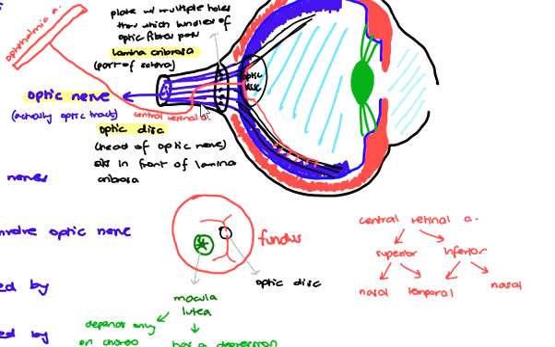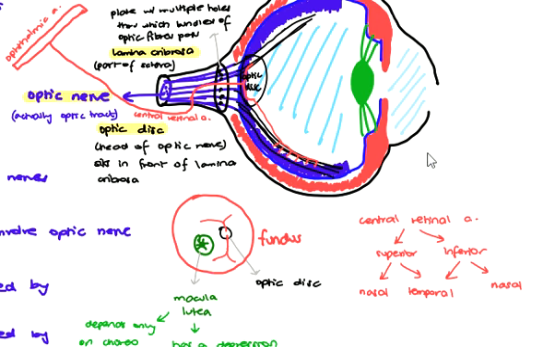It has a branch called the central retinal artery. That central retinal artery, in this region you can see, this is the fundus. So that central retinal artery branches into a superior branch and an inferior branch. The superior branch divides into nasal and temporal branch. Likewise, the inferior branch divides into temporal and nasal.